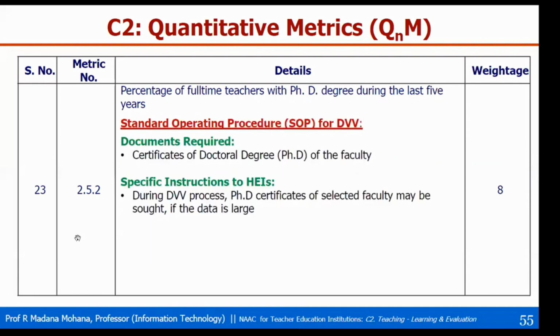As for SOP, documents required. Certificates of doctoral degree of the faculty. PhD degree certificate, that too OD, convocation is required. But sometimes notification, provisional they won't consider. So you can keep collecting ODs. Then during DVV process, PhD certificates of selected faculty may be asked. So they will ask some randomly picked faculty to upload so-and-so faculty's PhD certificates.